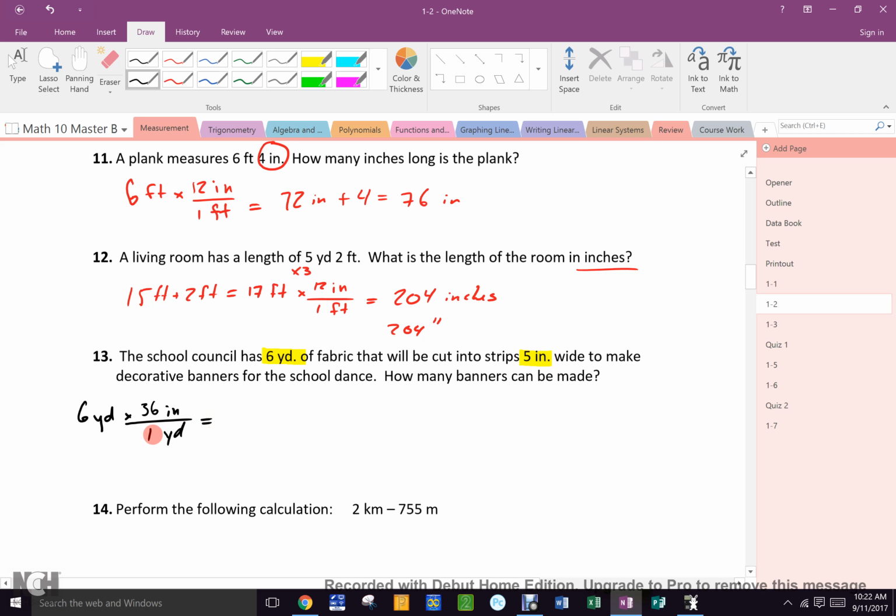The 1's on the bottom, so is it multiply or divide? Multiply. 6 times 36 is what? 216 inches of fabric, yes? What am I cutting it into? 5 inches. What math is cutting something up? Division. So what math do I do here? Divide by 5. And what do I get?